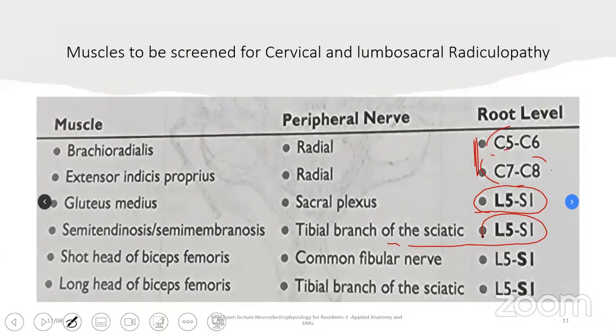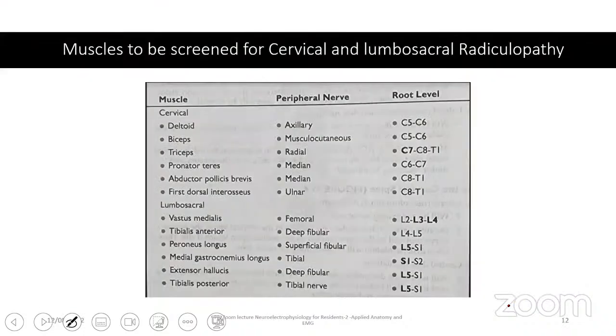Short head of biceps femoris, common fibular nerve, L5, S1, and long head of biceps femoris, tibial branch of the sciatic, L5, S1. So this is the same root and different nerves, and the muscles are almost close. So we should know the clear-cut anatomy and the muscle distribution of the upper and lower limbs to perfect this art of EMG. And what are the important muscles you should know?